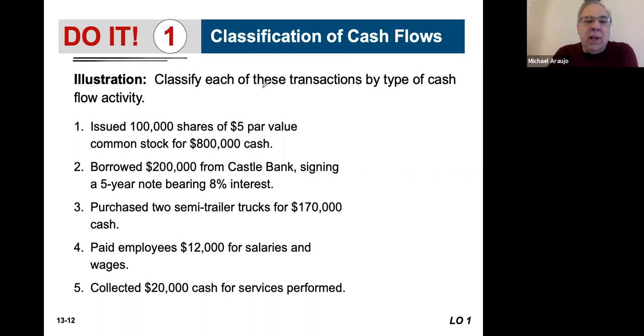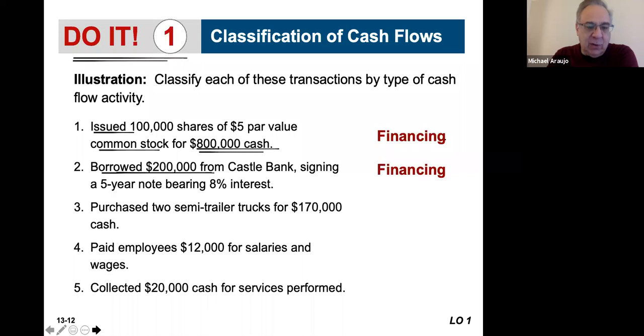So if you look at this one, we issued 100,000 shares of stock for $800,000 cash. When you issue shares, you sell them, so you know that money is coming in, and that's a financing activity because it's coming in from stock. Common stock is stockholders' equity. That's a financing activity. Here, you borrowed $200,000 from Castle Bank, signing a 5-year note. Again, this is a liability, a long-term liability, so that's also financing.